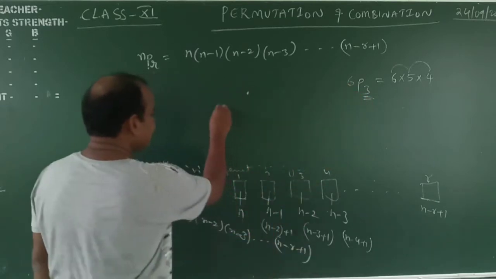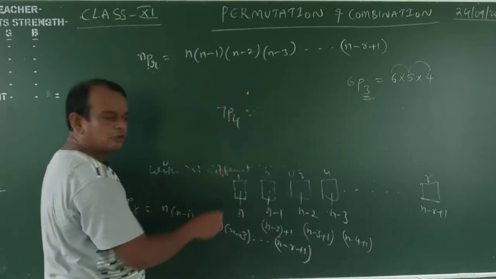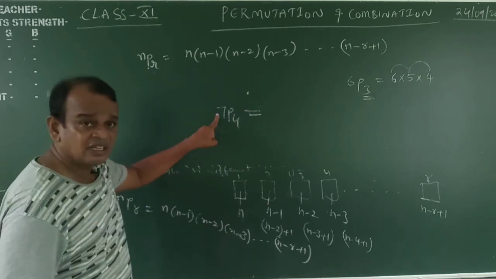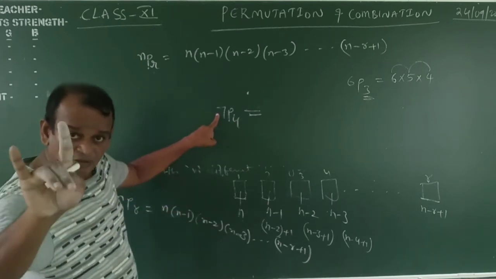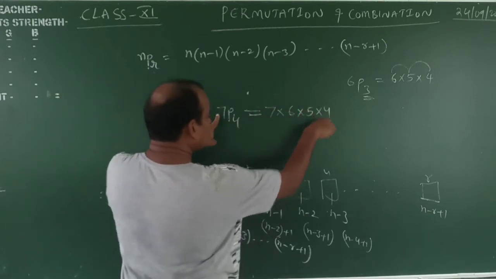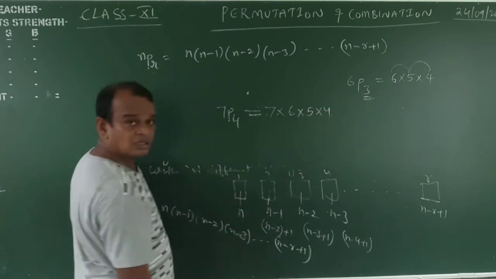For suppose I will write 7P4. What is the meaning of 7P4? It contains how many factors? 4 factors. Starting with 7, then decrease by 1 each term. That is 7 into 6 into 5 into 4. How many? 1, 2, 3, 4.